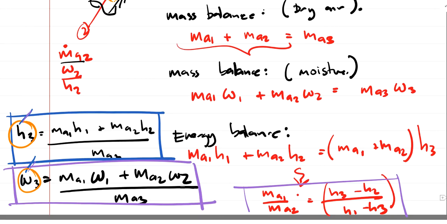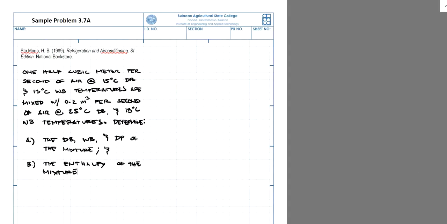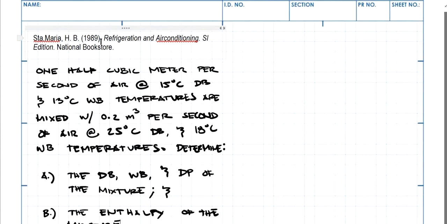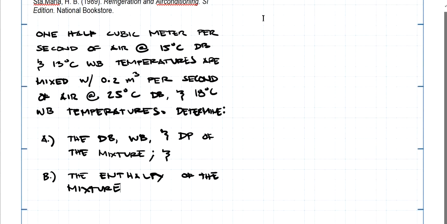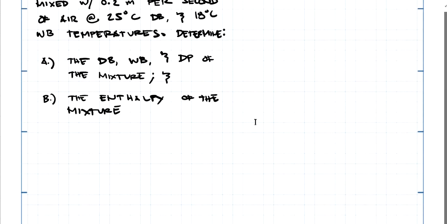Okay, so now let's do a sample problem for this topic. It says here, 1/2 cubic meter per second of air at 15 degrees C dry bulb and 13 degrees C wet bulb temperatures are mixed with 0.2 cubic meter per second of air at 25 degrees C dry bulb and 18 degrees C wet bulb temperatures. Determine the dry bulb, wet bulb, and the dew point of the mixture and the enthalpy of the mixture.